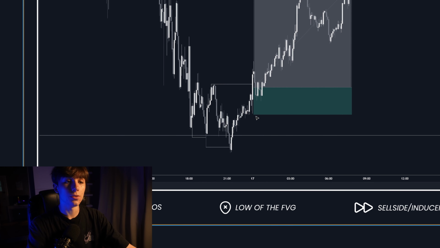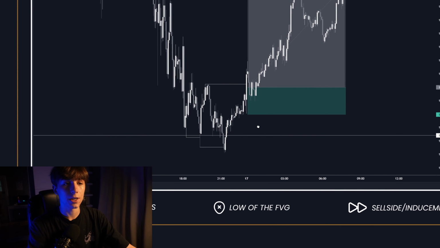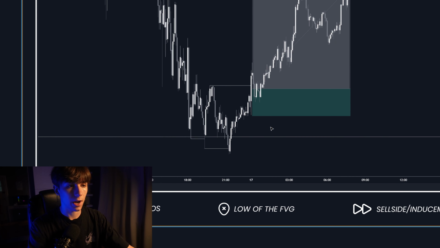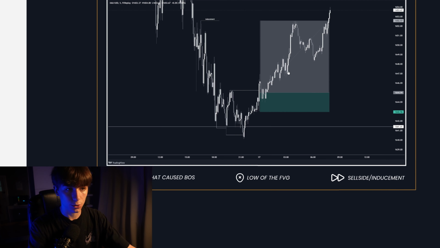Also here to up my RR, so to have an increase in my RR, I don't put my stop loss right here. I would have like a 2.5 RR, but with this I have like a 3 RR because I moved my stop to the low of the big bullish candle right here, because if price goes lower than this, it can eventually just rip downwards, and I don't want to see that, so that's why I increase my RR.